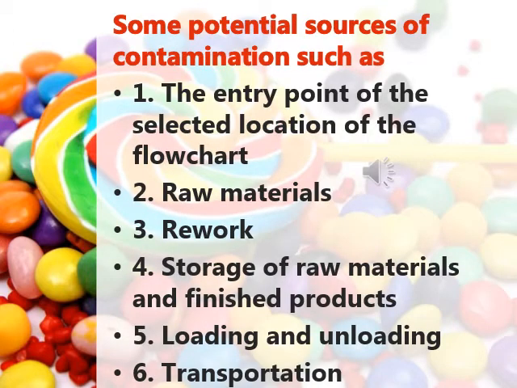Also, there are some potential sources of contamination, such as: Number 1. The entry point of the selected location of the flow chart. 2. Raw materials. 3. Rework. 4. Storage of raw materials and finished products. 5. Loading and unloading. 6. Transportation.